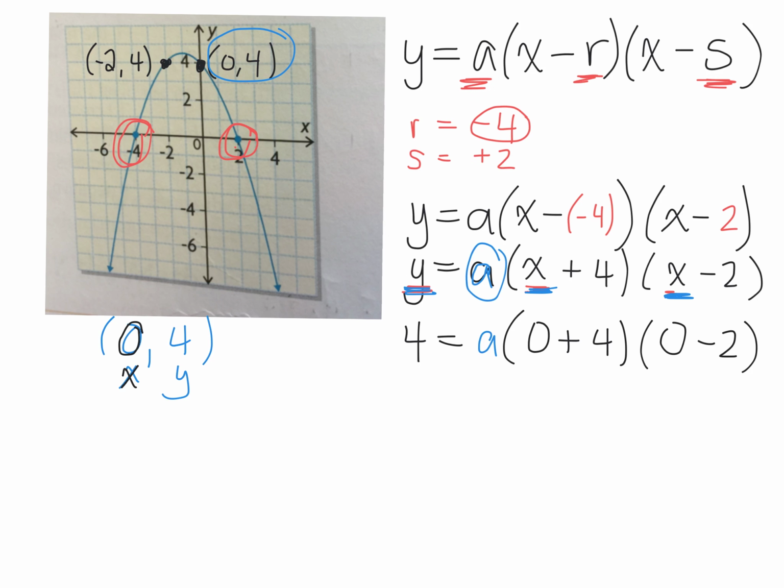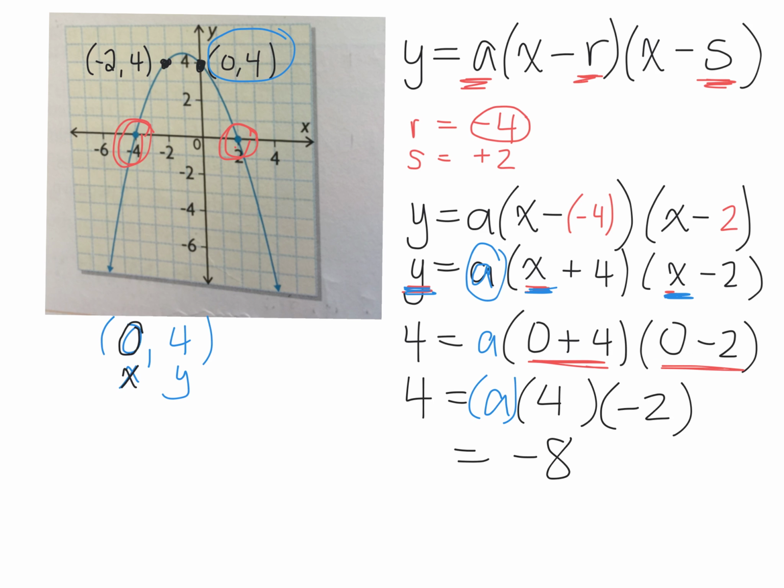0 minus 2. So on the left side, we have 4 equals a. Okay, then we're simplifying. What's 0 plus 4? Good. What's 0 take away 2? Okay, so what we have here is a times 4 times -2. How would I write that? What's 4 times -2? So I'm going to write -8a. When we multiply a number and a variable, we usually write the number and then the variable. And what do I have on the left side? 4. Good. How do we isolate a?